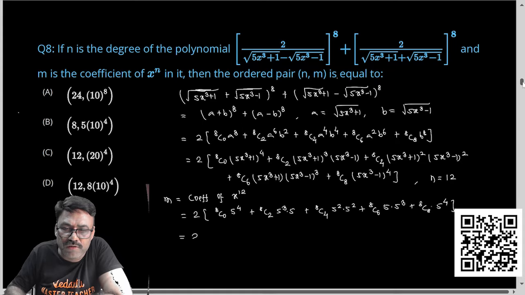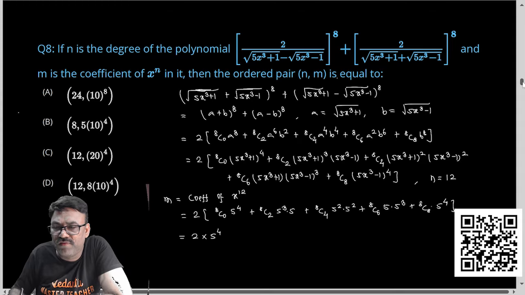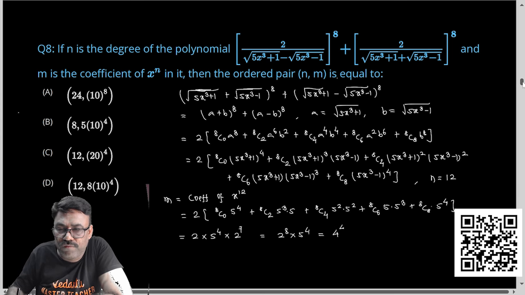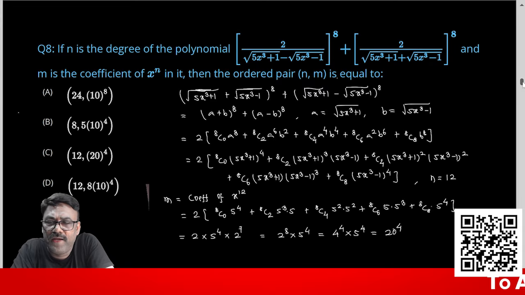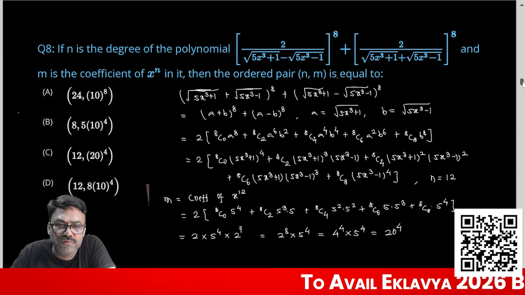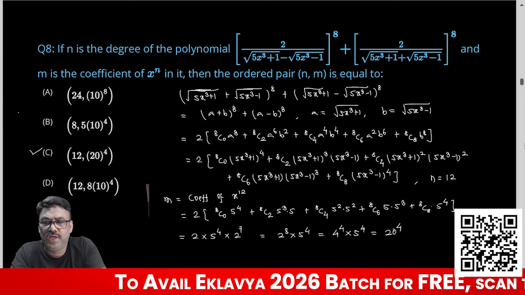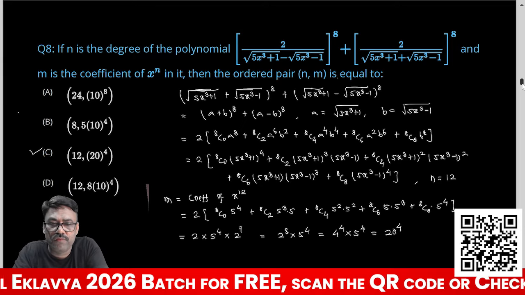5 raised to 4 can be taken common. And inside the bracket, you have 8C0 plus 8C2 plus 8C4 plus 8C6 plus 8C8, which is nothing but 2 raised to 8 minus 1, 2 raised to 7. So you are getting what? You are getting 2 raised to 8 into 5 raised to 4. Or you can say 4 raised to 4 into 5 raised to 4. Means it is 20 raised to 4. So n is 12 and m is 20 raised to 4. So option C should be the correct option here.